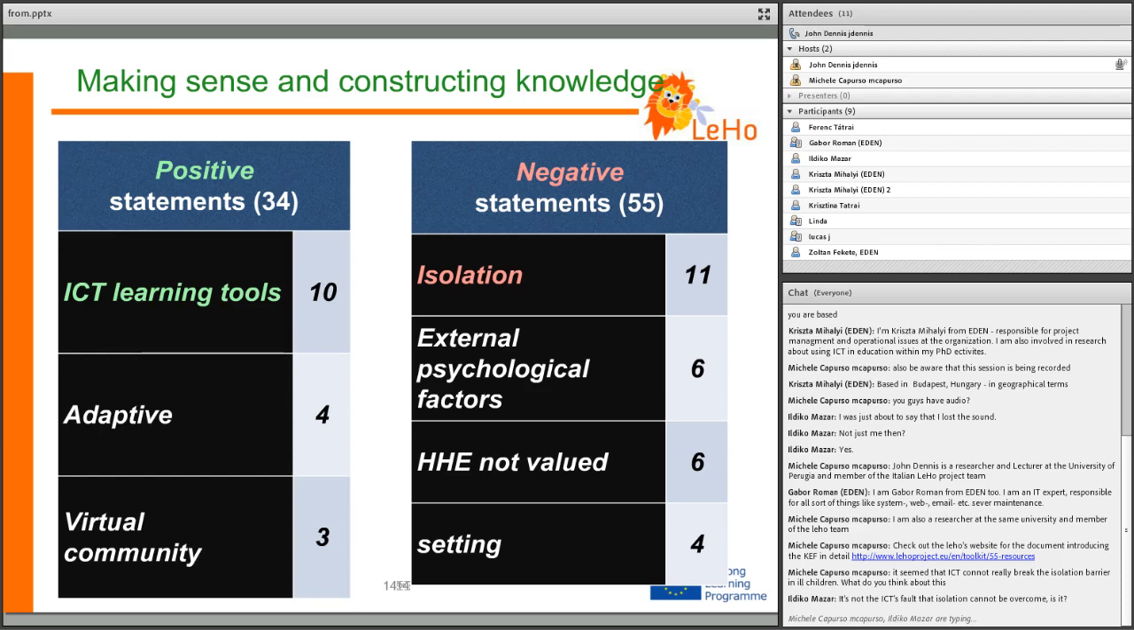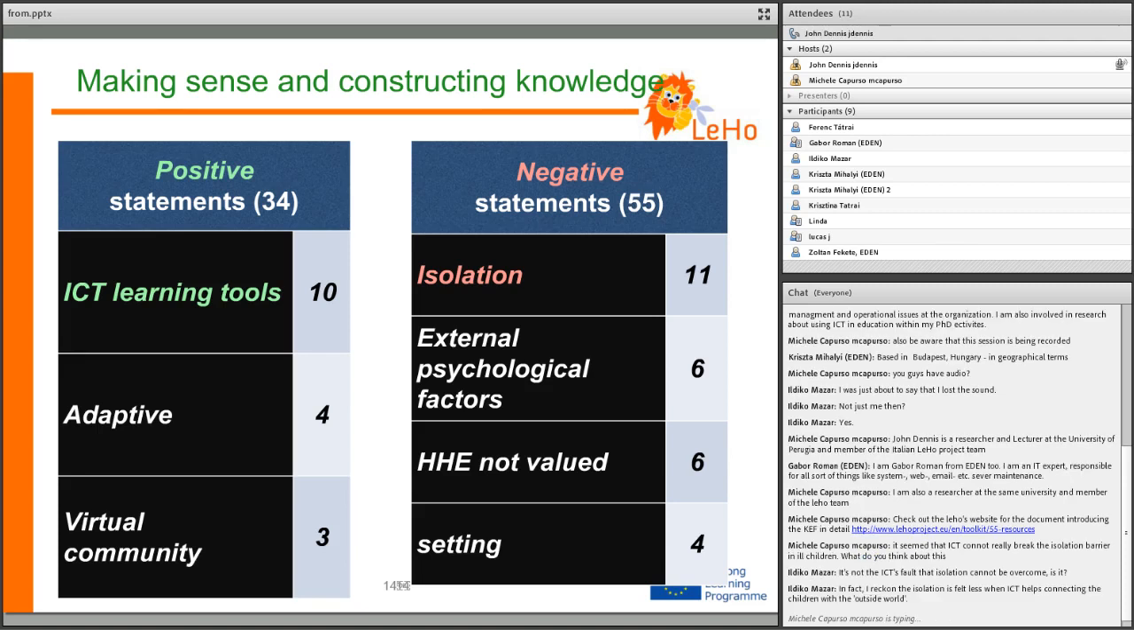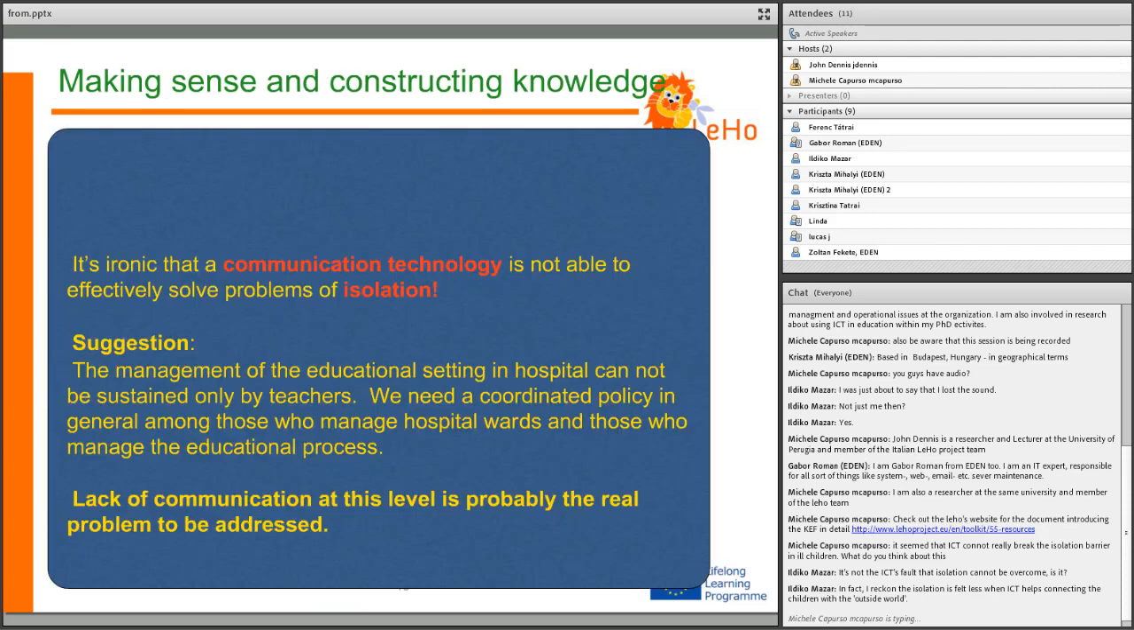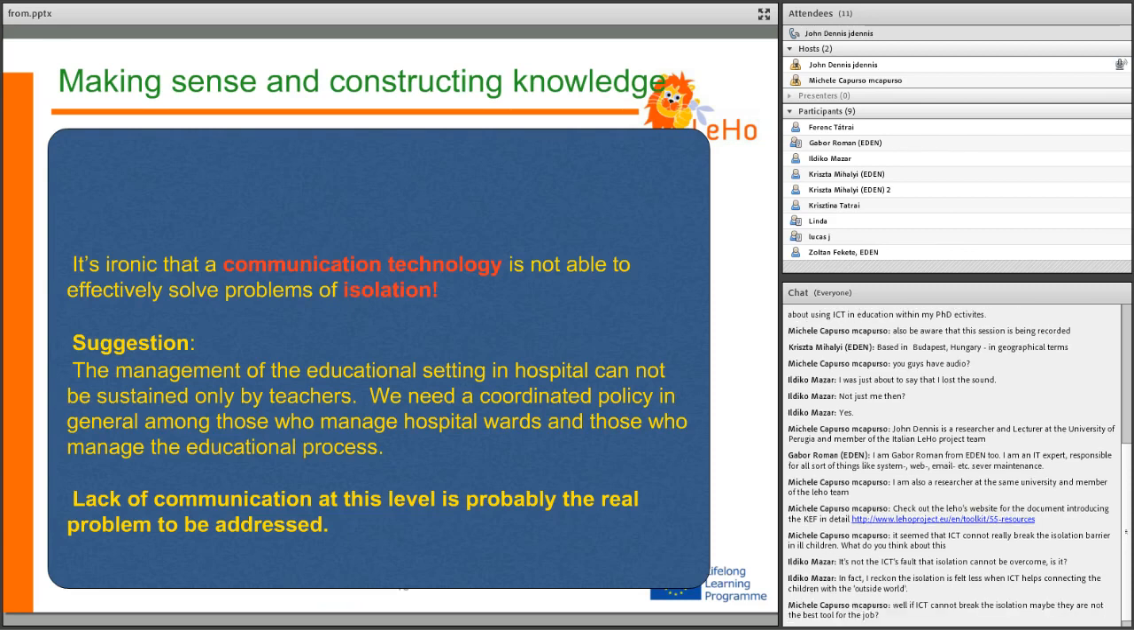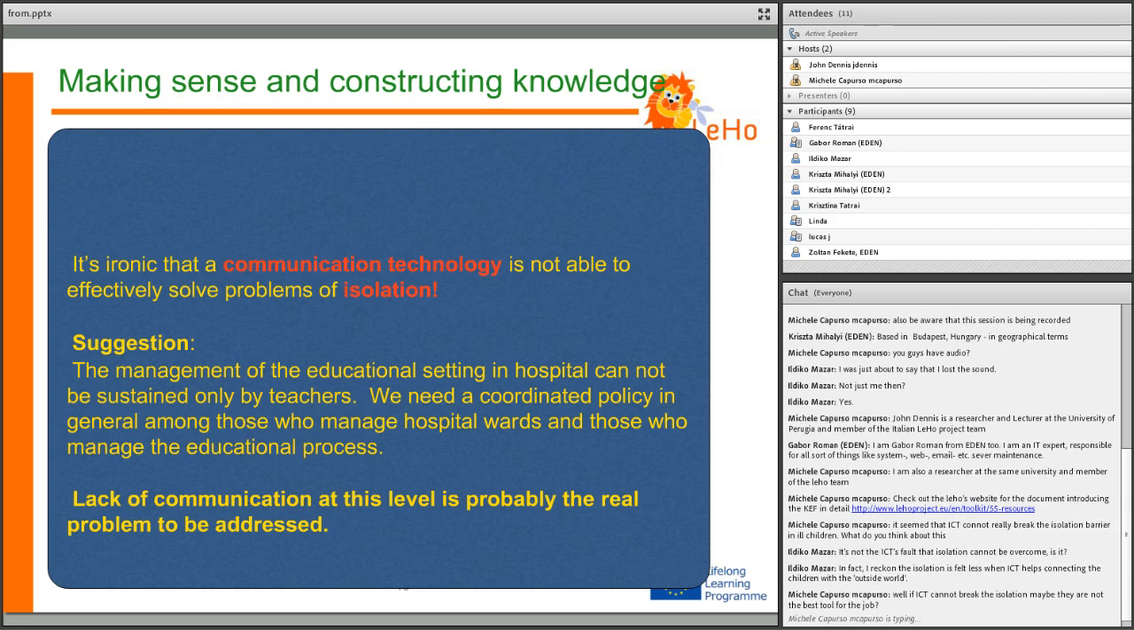So, making sense and constructing knowledge. All right, so here, again, ICT learning tools was the most positive statement categorization. And again, isolation was the most negative. Here we're starting to see a pattern. So it's ironic here, and we mean this, that a communication technology, ICT, is not able to effectively solve a problem of isolation.